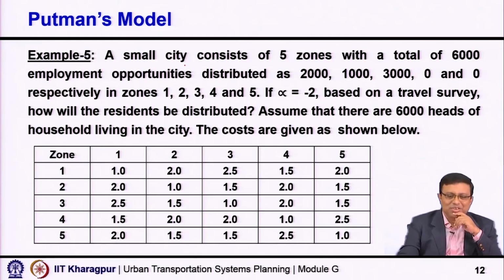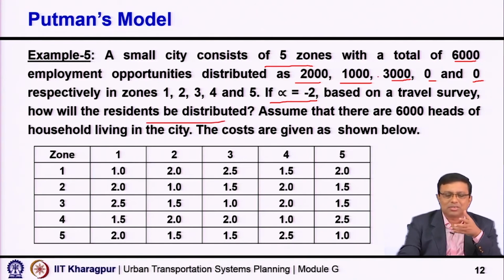So, let us consider a small city consisting of 5 zones with a total of 6,000 employment opportunities distributed as 2,000, 1,000, 3,000, 0, 0. So zone 4 and zone 5 have no employment. Alpha is -2 based on a travel survey. Then we want to know how these residents will be distributed.